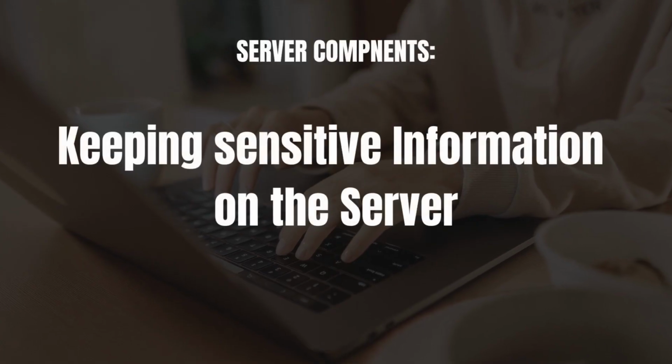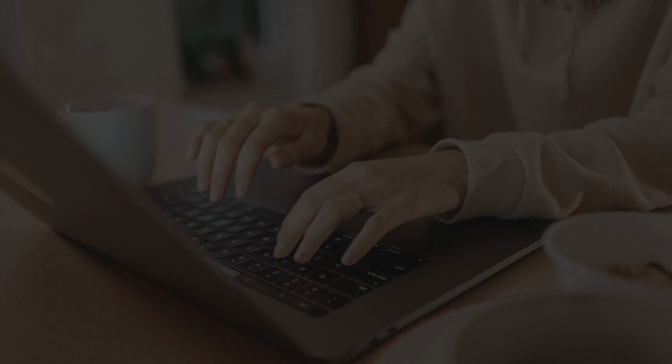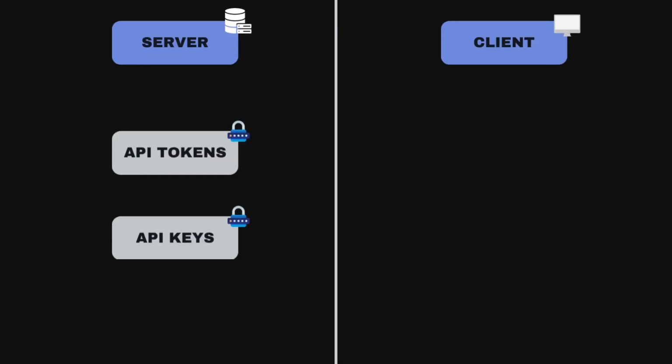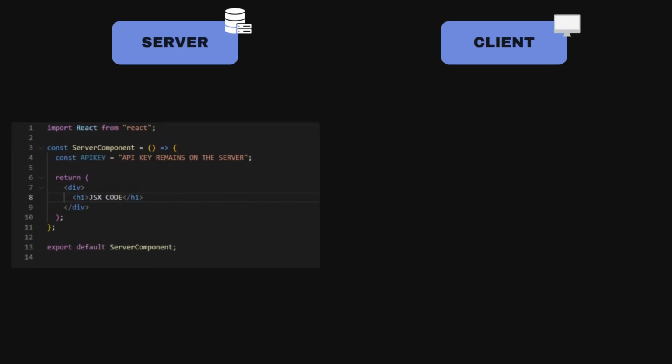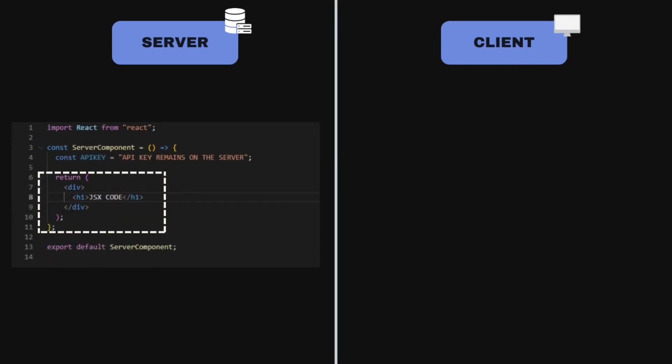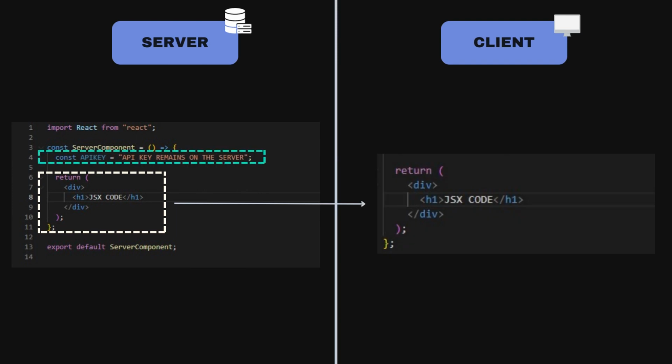Keeping sensitive information on the server, such as API tokens and API keys. Sensitive information utilized in our server components remains on the server and never gets downloaded to the clients. This security feature is due to how server components download our HTML to be rendered. In the server components, the return JSX in our functional components is what gets downloaded, while the code responsible for executing the components gets executed and stays on the server.